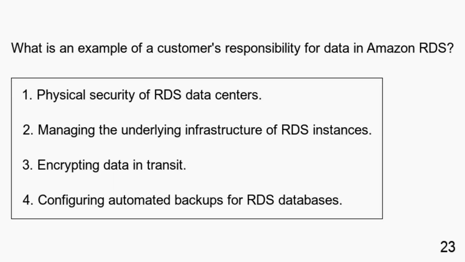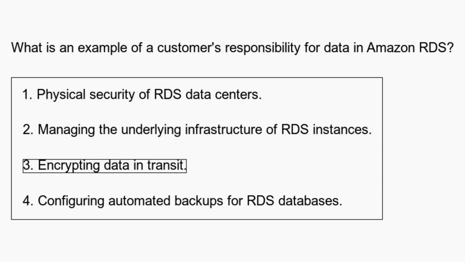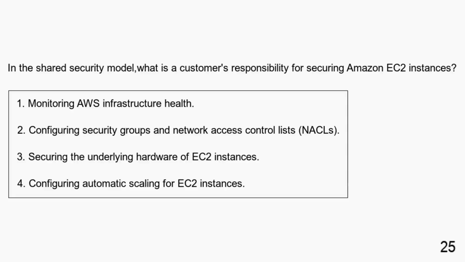What is an example of a customer's responsibility for data in Amazon RDS? Physical security of RDS data centers. Managing the underlying infrastructure of RDS instances. Encrypting data in transit. Configuring automated backups for RDS databases. Encrypting data in transit is a customer responsibility for data in Amazon RDS.